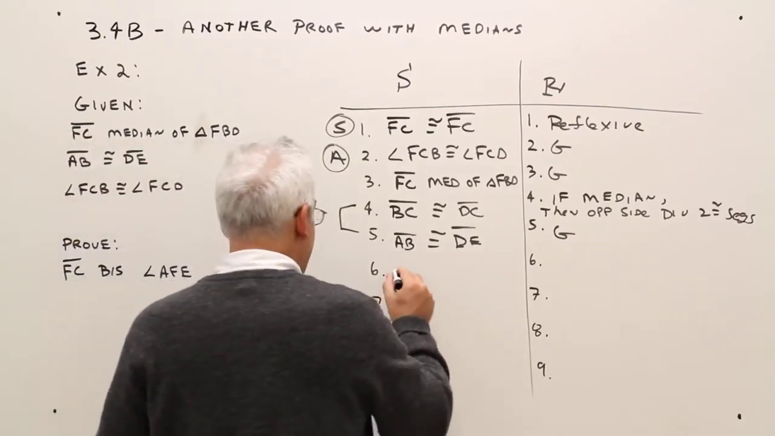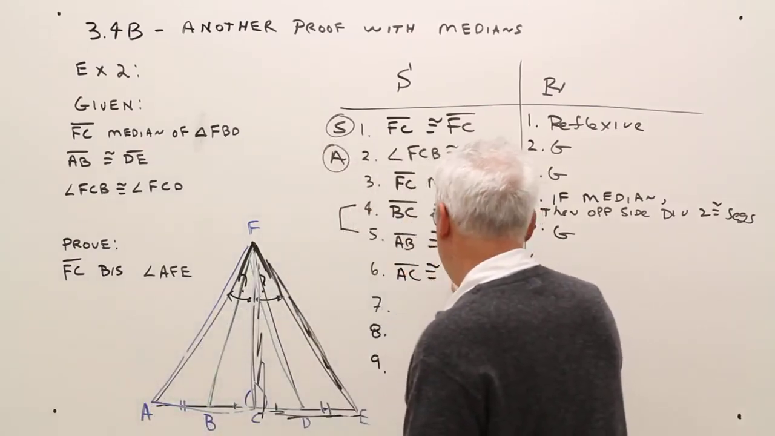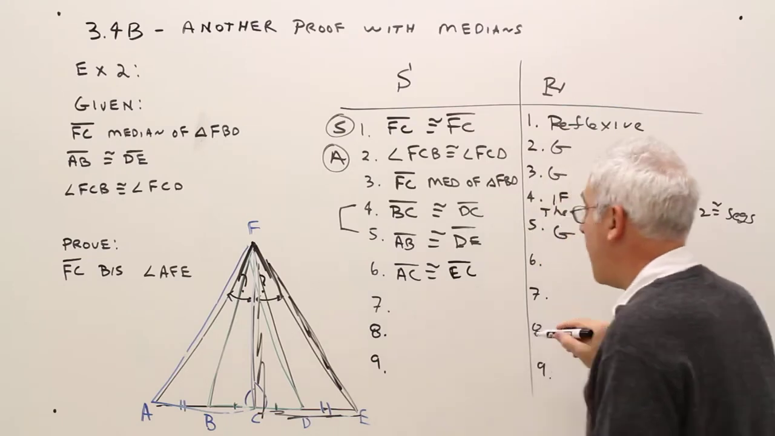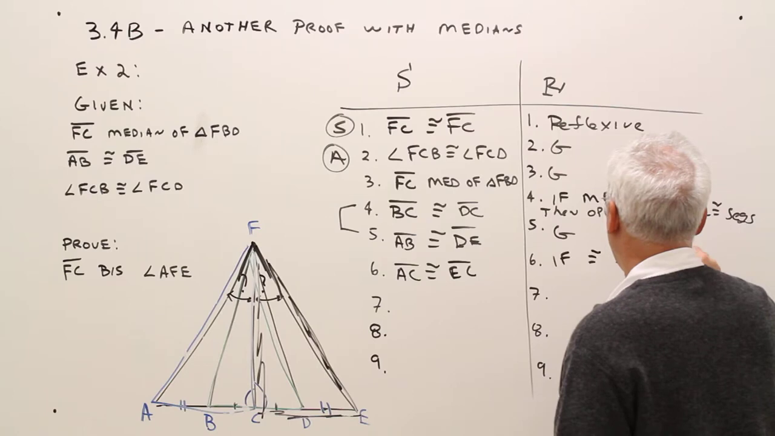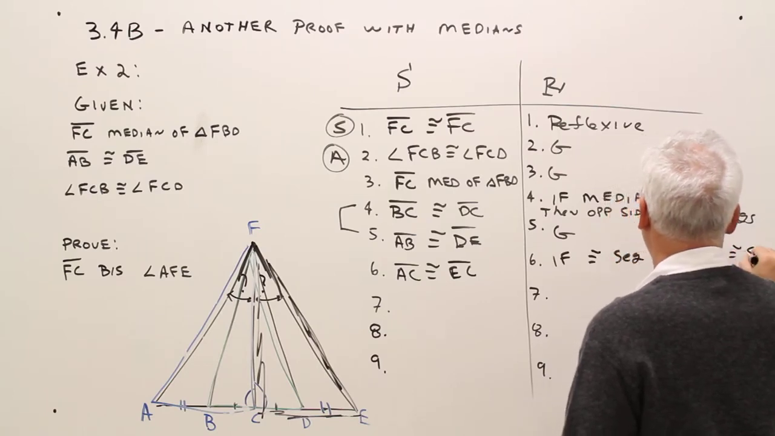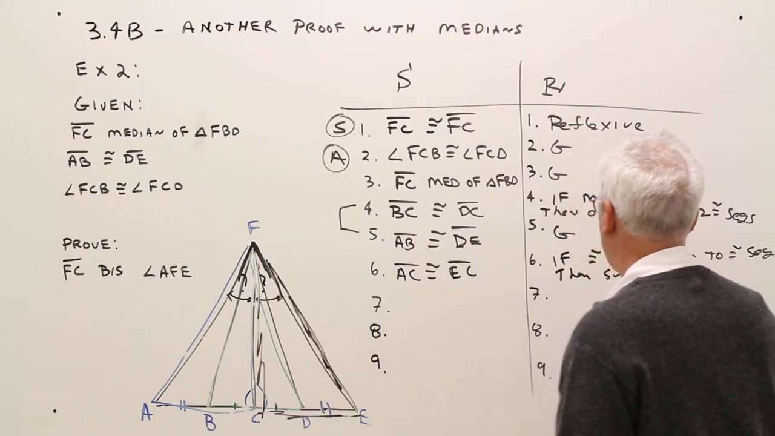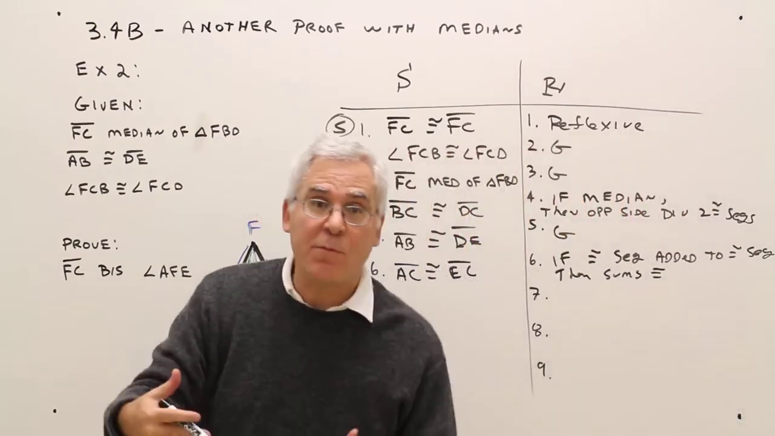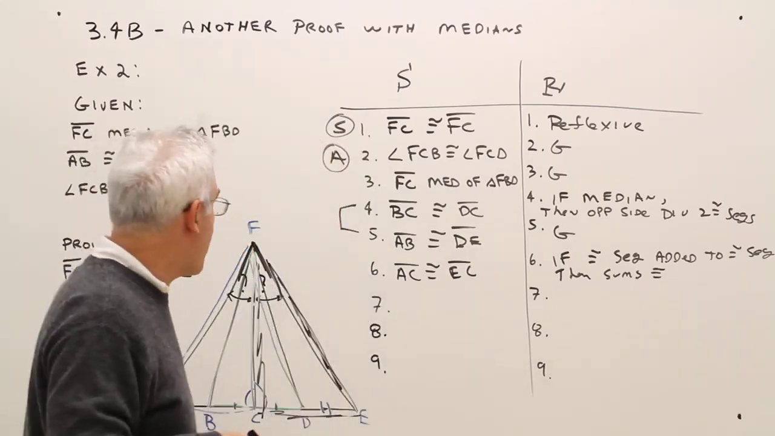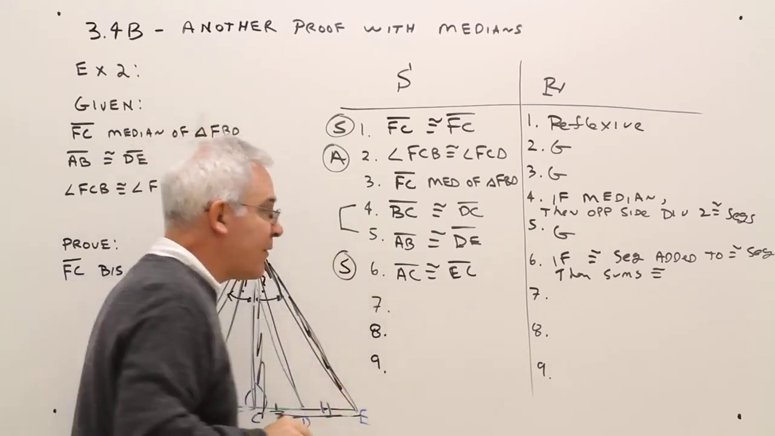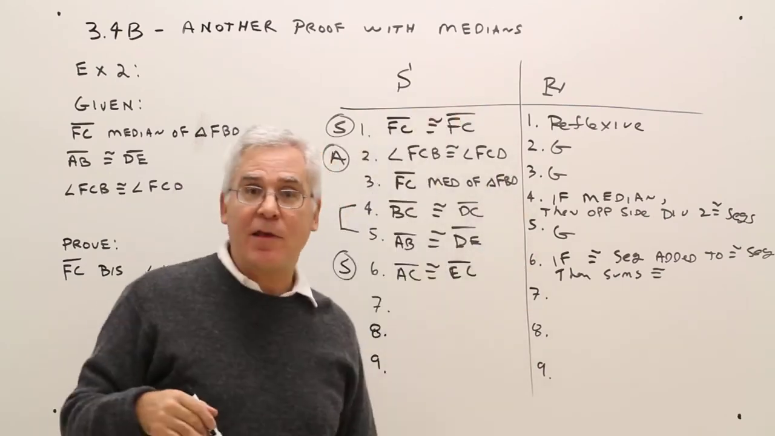And now I will combine those two steps and get the segments that I need for SAS. So now I'm going to say segment AC is congruent to segment, I guess I'll call it EC. If congruent segments added to congruent segments, then the sums are congruent. Make sure you use the correct word, segments versus angles, and added versus some other word. Okay, so that's the S. I'll get the triangles, I'll get the parts, I'll get beyond CPCTC.